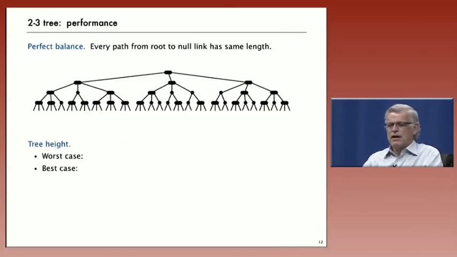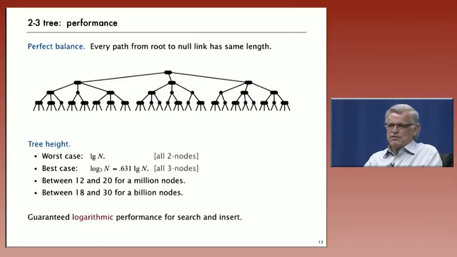All our operations have cost that's proportional to the path length from the root to the bottom, and every path from the root to a null link has the same length. How long can those paths be? Well, it's not hard to see that in the worst case, if they're all 2-nodes, that's the longest they could be. It's log base 2 of n. And if they're all 3-nodes, it would be log base 3 of n, which is less. It's about 0.63 log base 2 of n. So all the paths in a 2-3 tree with n nodes have to have length between those 2 bounds.